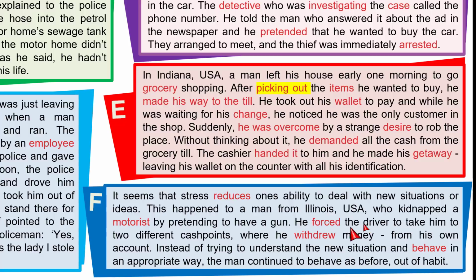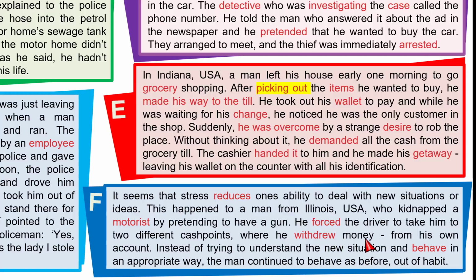He forced the driver, he used power to make the driver take him to two different cash points, ATM machines, where he withdrew money. He took money from the machine, from the ATM machine, from his own account. From his account. He didn't steal any money. He took money from his account. Instead of trying to understand the new situation and act in an appropriate way, the man continued to behave as before. He went to another ATM machine and he withdrew money from his own account.